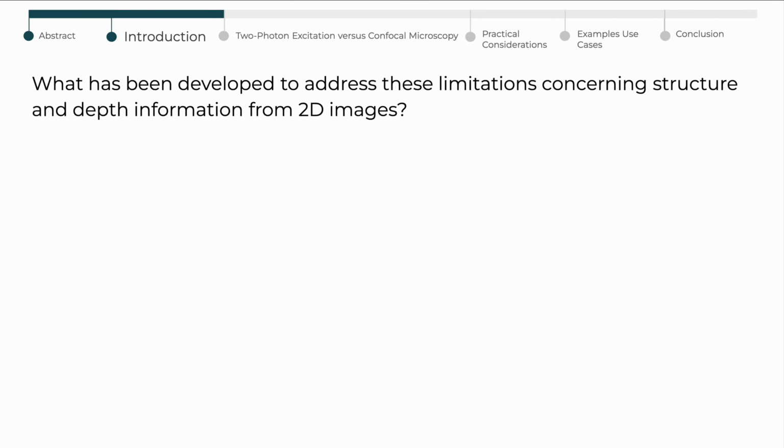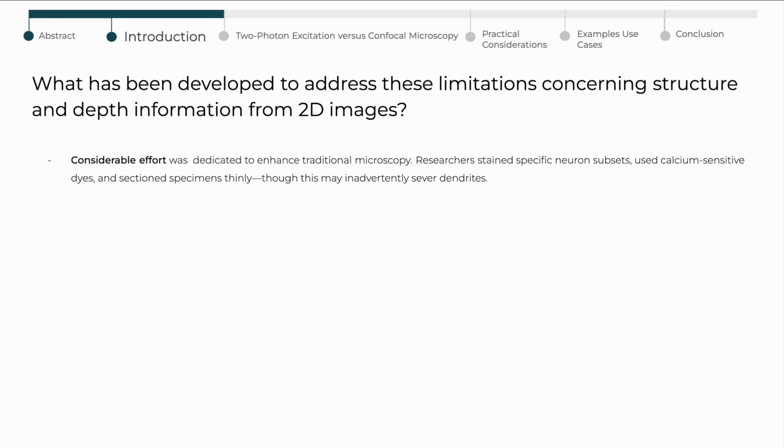So what has been developed to address this limitation? Researchers have employed various strategies to improve traditional microscopy, such as staining a specific neuron subset using calcium-sensitive dye to highlight cellular activity. Additionally, they meticulously section specimens into thin slices to obtain clearer images. Despite this advancement, there remains a risk of inadvertently severing delicate structures such as dendrites.